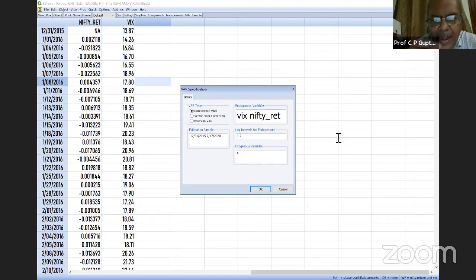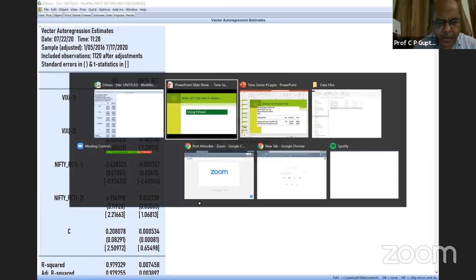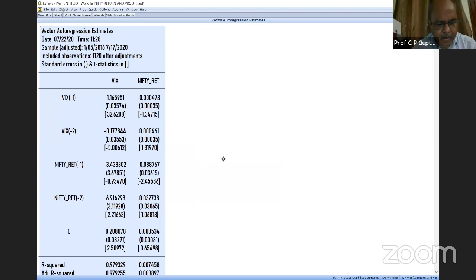And by default, I'm taking 2 lags, but if you want, you can change that. And please remember, you have to select unrestricted VAR. Vector error correction model we will discuss in the next session. Okay. Then you say okay. And I just copy this to my PPT to get a better glimpse of the things.